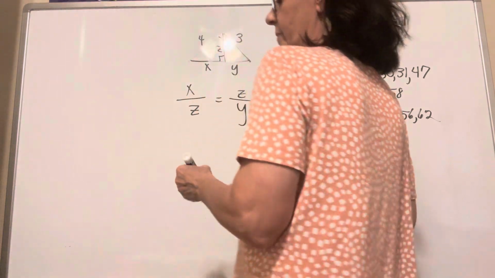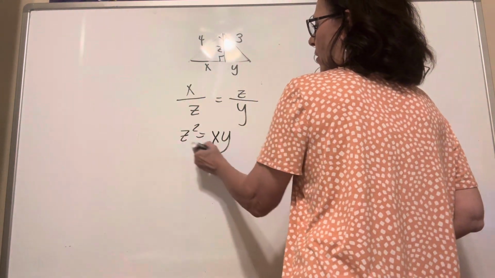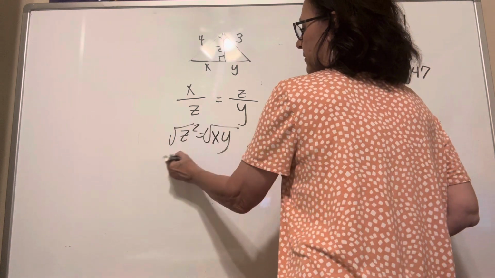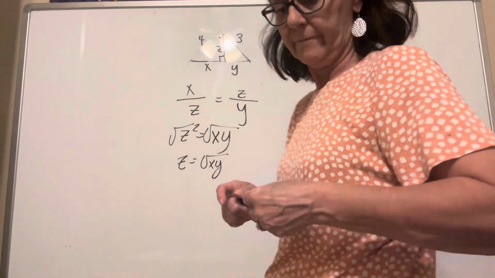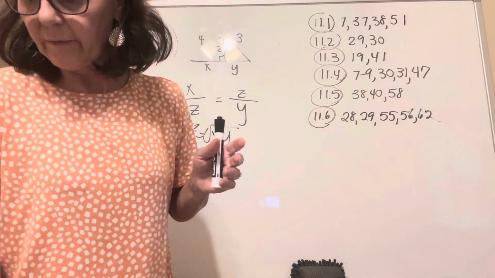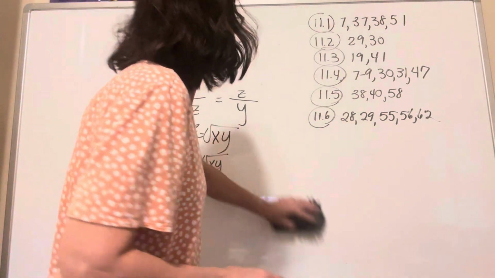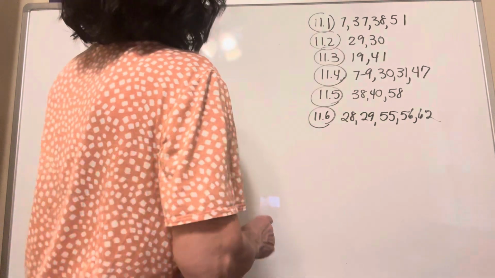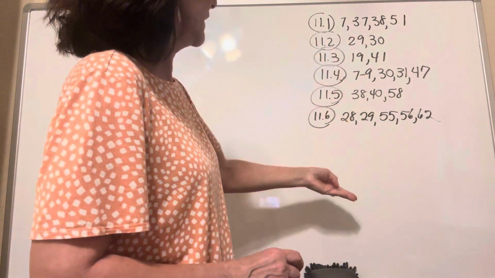All right, I'm going to cross multiply. It's Z squared equals X times Y. Just take the square root. Z is the square root of X times Y. All right, now lesson 2, we're going to go to number 29. So I'm going up to page 437. Maybe I'll do these in 2 videos, 1 through 3, and then there's a lot of them.